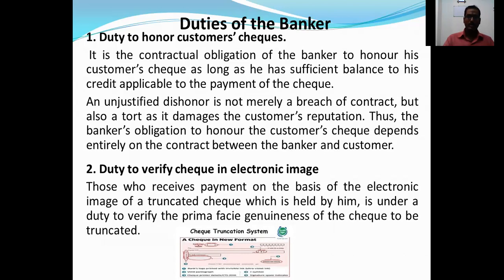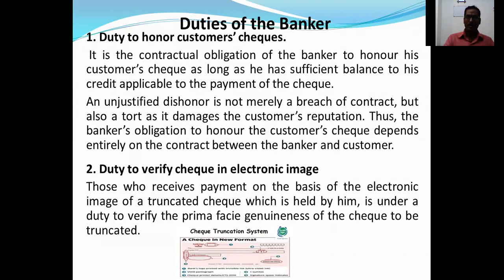The first one is the duty to honor the customer's check. It is a contractual obligation of a banker to honor his customer's check as long as he has sufficient balance to his credit applicable to the payment of the check. If a customer, or someone representing the customer, deposits a check, it is the duty of the banker to honor it, that is, to pass the check as long as there is sufficient balance to clear it. An unjustified dishonor is not merely a breach of contract but a tort, as it damages the customer's reputation. Tort means something like spoiling the image of a customer according to the law.